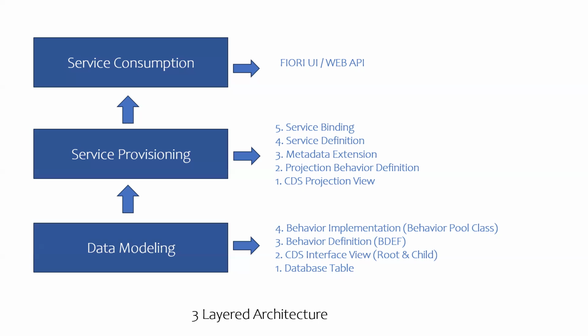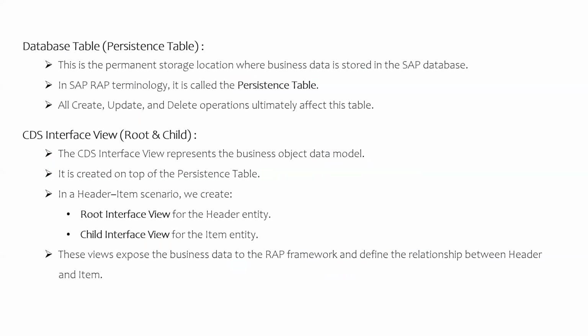Let us get into the detailed theory about each and every component of RAP architecture. Database table. In RAP terminology, we call this a persistence table. So this is our permanent storage location to store our business data. Ultimately, all the CRUD operations will affect this table.